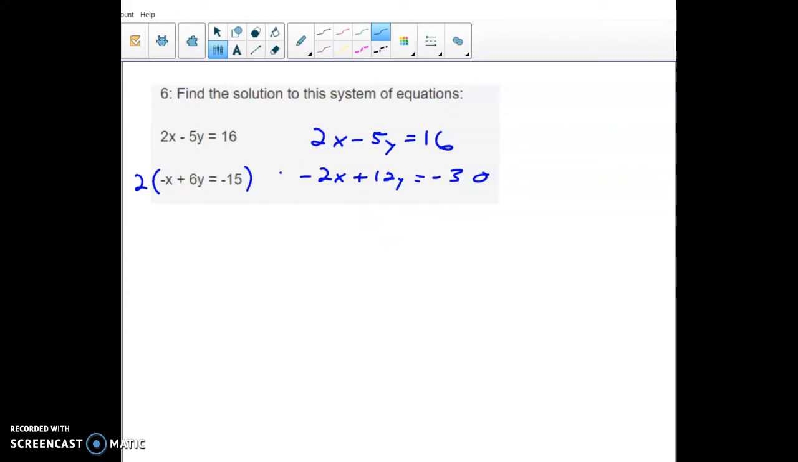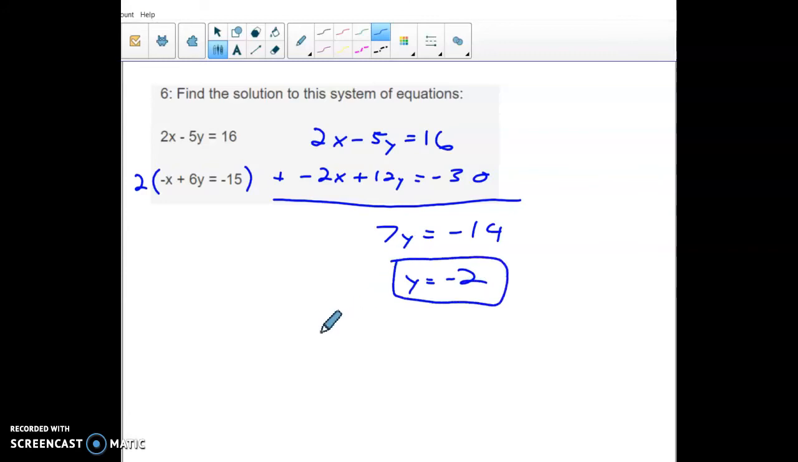All right, and now when we add them together, the x's will disappear and give you 0 x's, and we'll have 7y, and then negative 14. Positive 16, negative 30, negative 14. Divide both sides by 7.